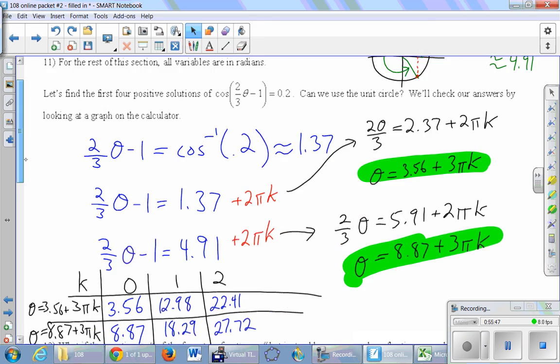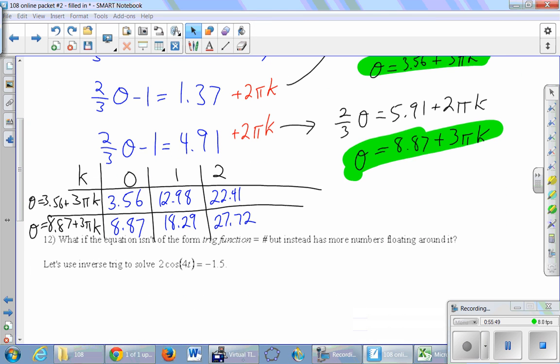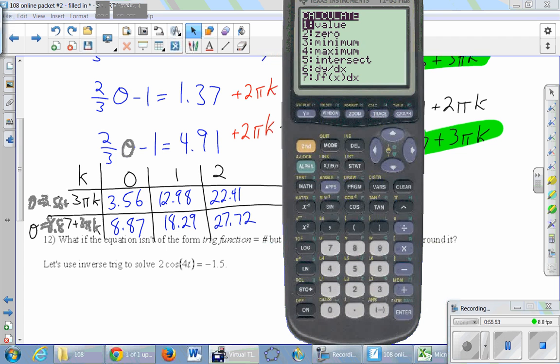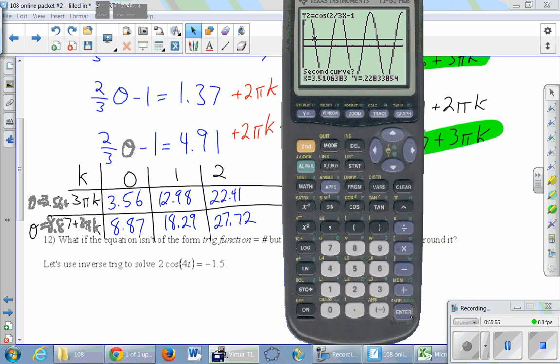Let's move the table a little bit. Okay, so that's one intersection. We'll do second calc, 5. First curve, enter. Second curve, enter. Let's go ahead and move over to another point of intersection. So how about let's skip ahead. Let's do this one, and then I'll show you the shortcut. So hopefully this one says 8.87. Great. That agrees with the next number we have in our table.